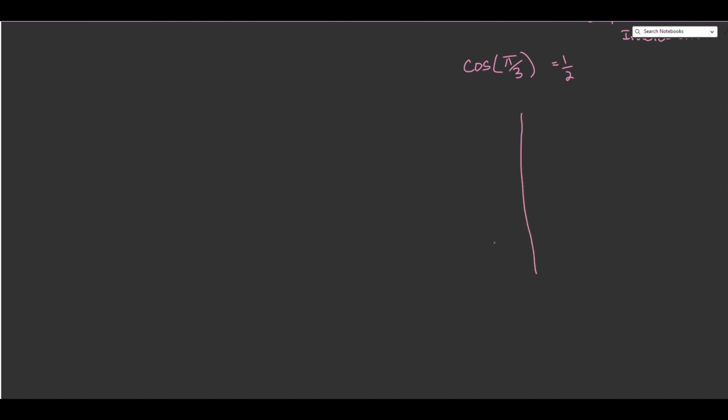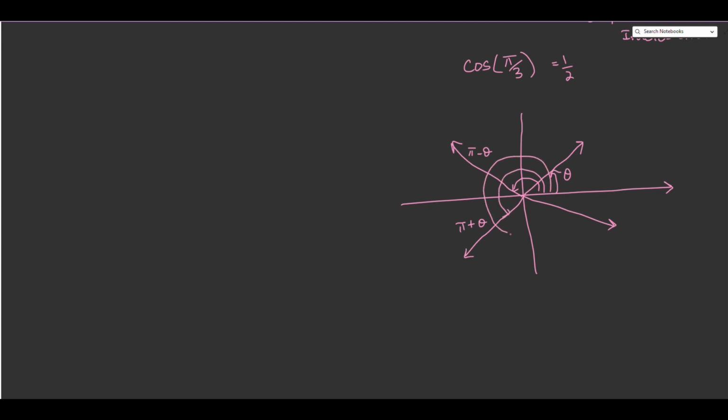Now again, remember from your previous knowledge that if we have an angle theta in the first quadrant, how do we find the angle in the second quadrant? It will be equal to pi minus theta. In the third quadrant it will be equal to pi plus theta. And in the fourth quadrant it will be equal to 2 pi minus theta.